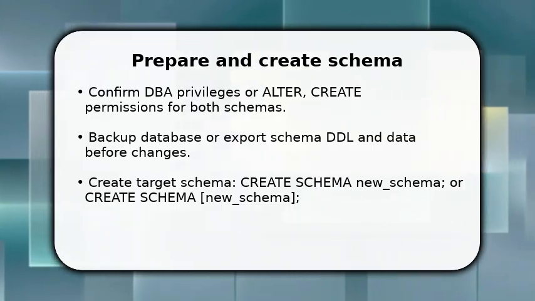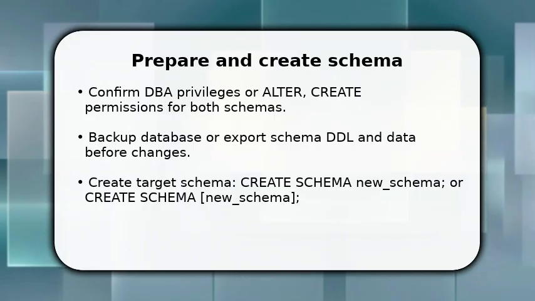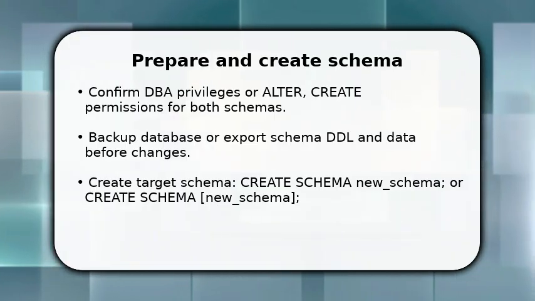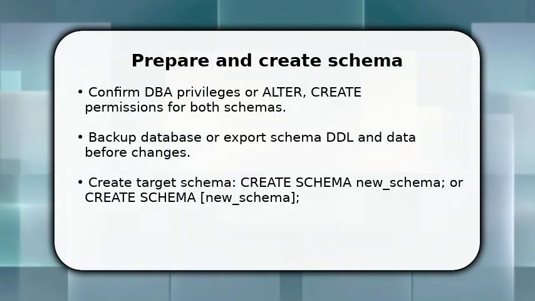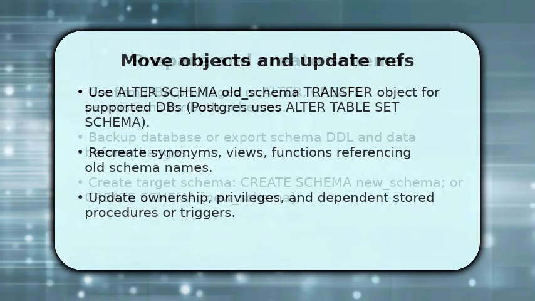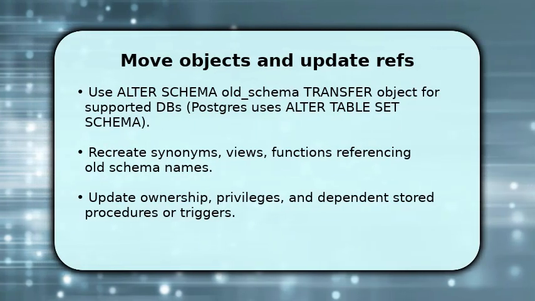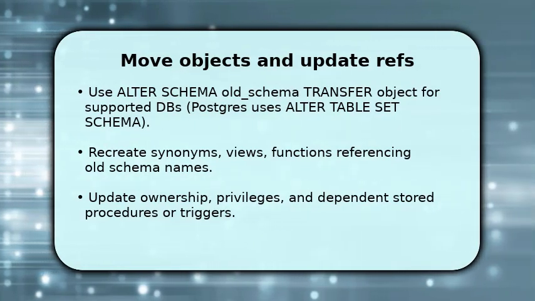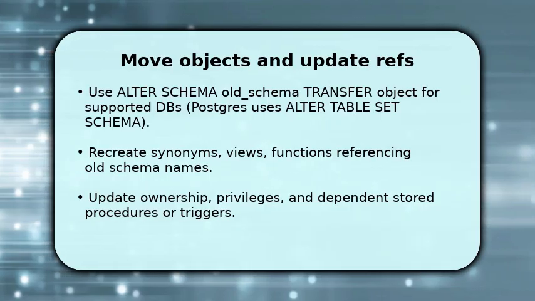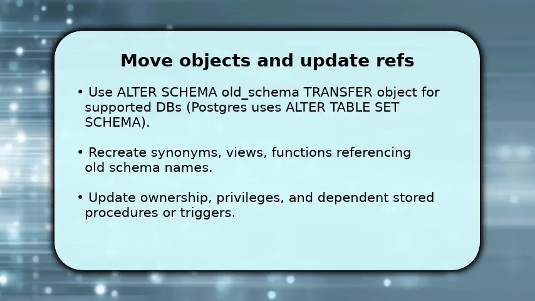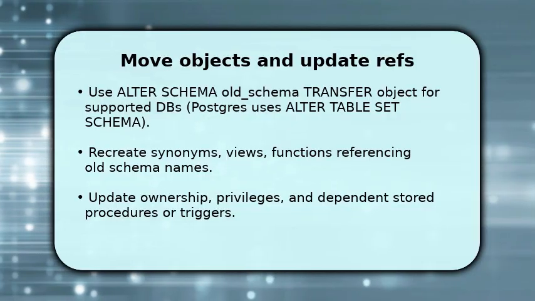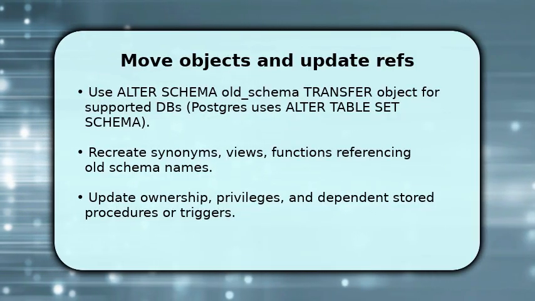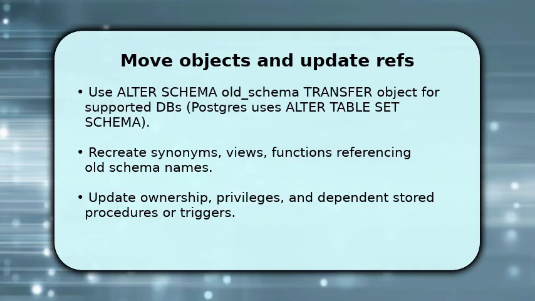Next, list objects to move: tables, views, sequences, so you know scope and can plan transfers. Do not skip the verification step. Now you execute the core migration, moving objects and updating references. For each table, view, and sequence, run the dialect-specific command. Postgres: ALTER TABLE name SET SCHEMA new_schema. Other systems may use ALTER SCHEMA TRANSFER.